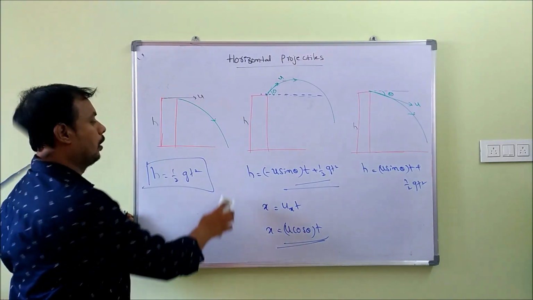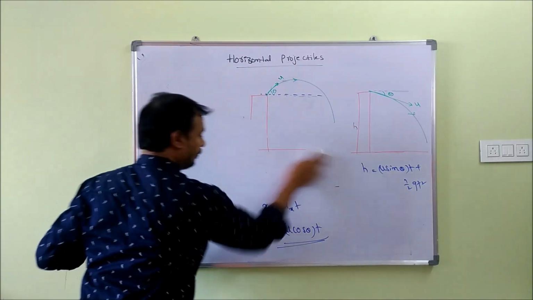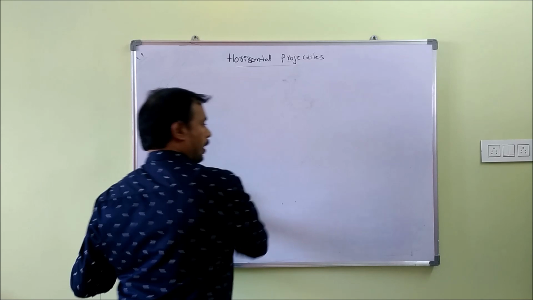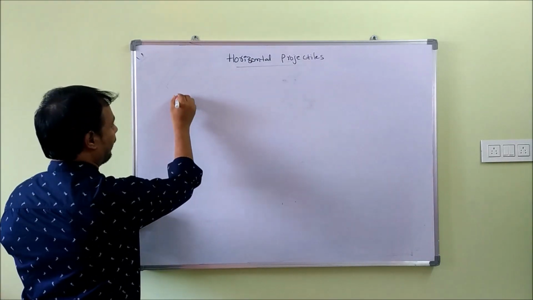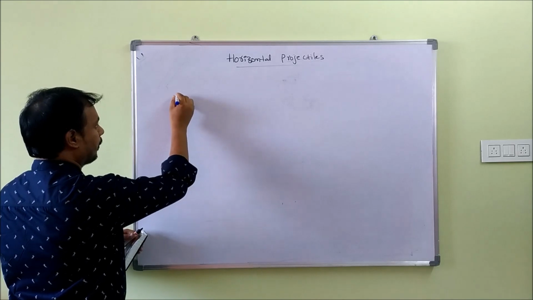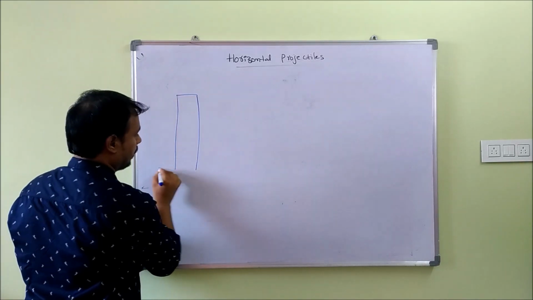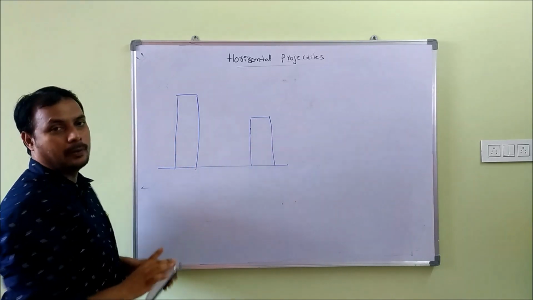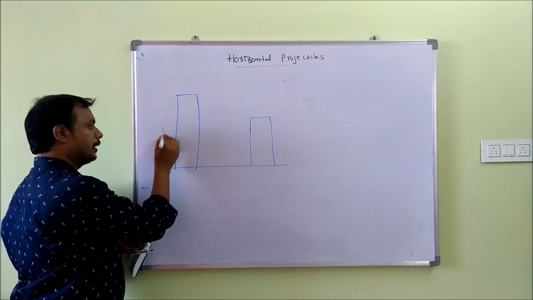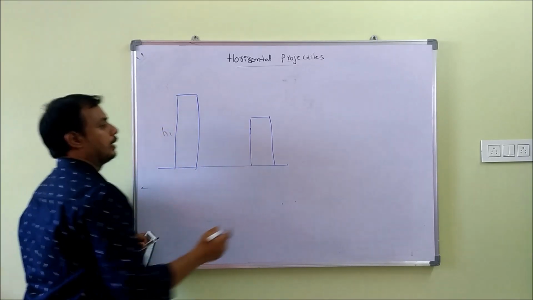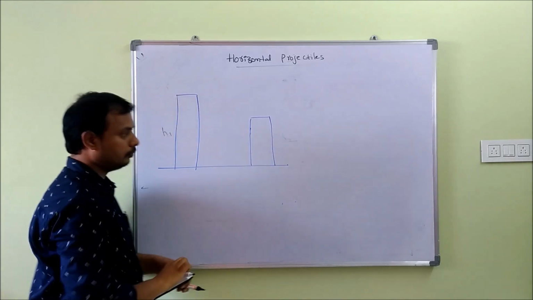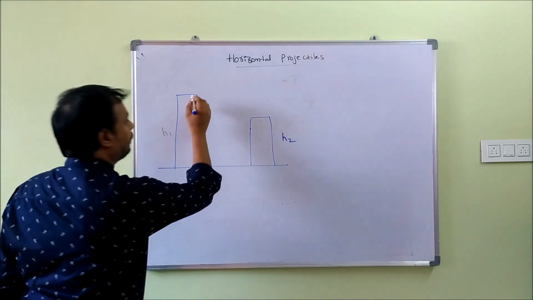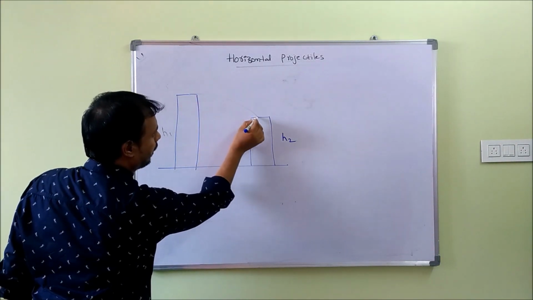Now we'll see some more applications of horizontal projectile. Suppose two towers are mentioned and a person or a body jumps from one tower to another tower. The height of the first tower is h1, and the second is h2. The person jumps from one tower to the other horizontally.